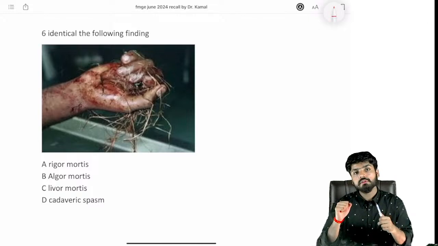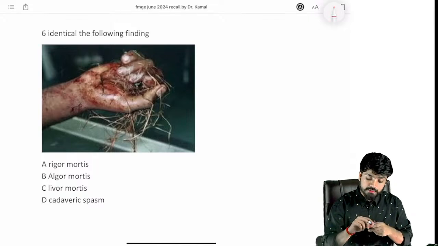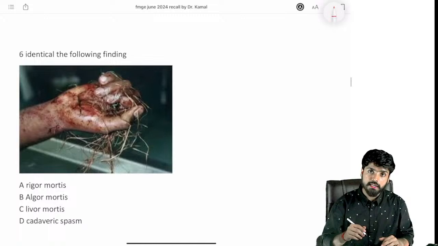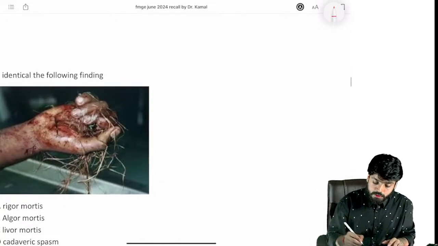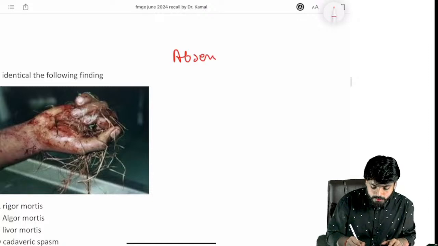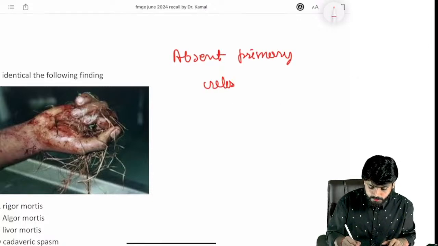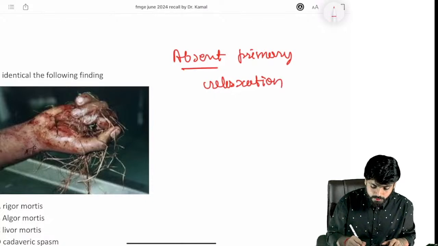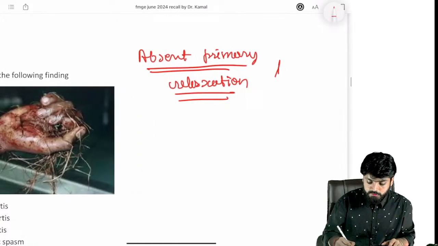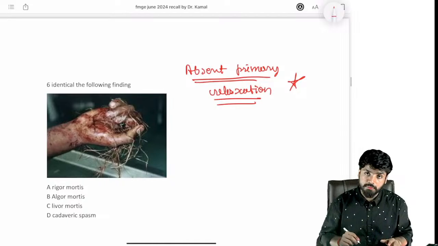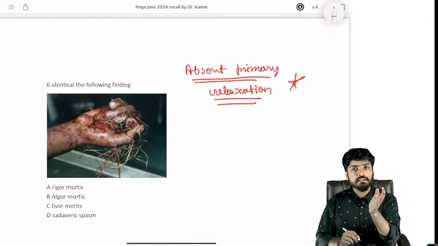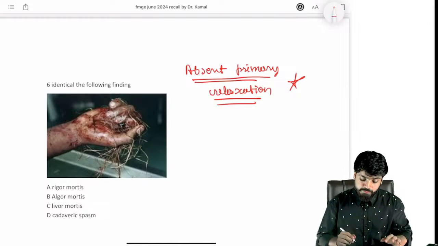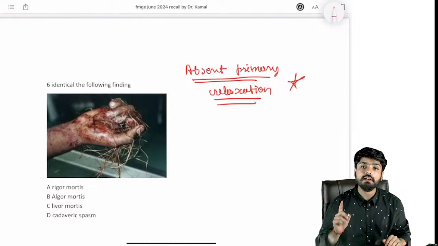You have to understand one very specific thing about this picture: when he died, his hand stayed like that. There is no relaxation, or I want to say, absent primary relaxation. This is one very important thing that you have to remember about this image: the patient died like this and it stayed like that. It didn't relax even for a single bit. That is absence of primary relaxation.